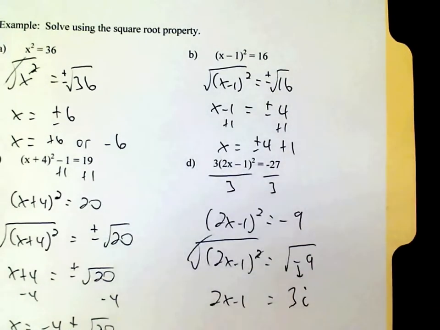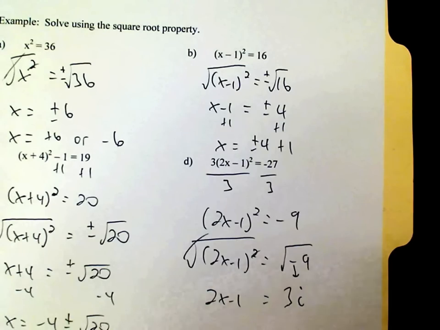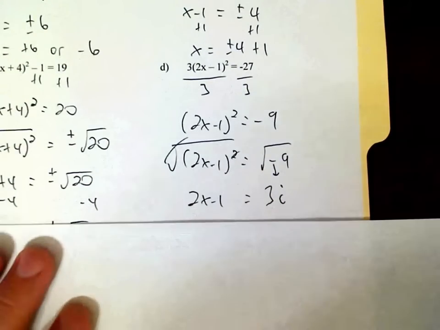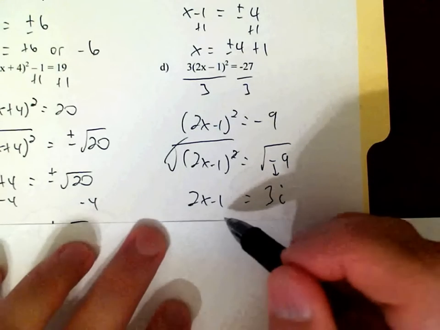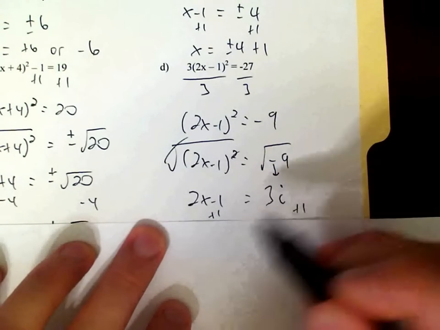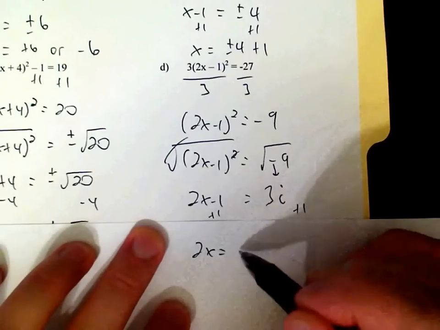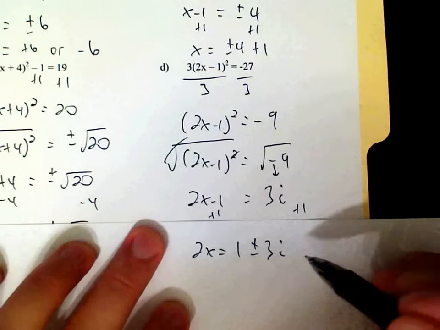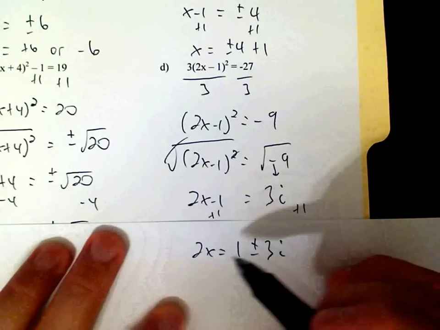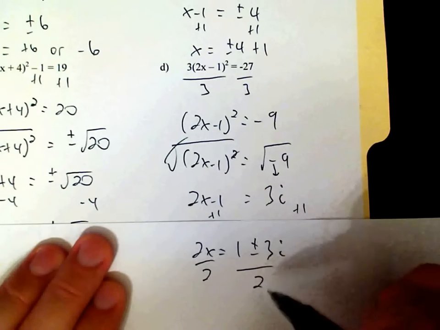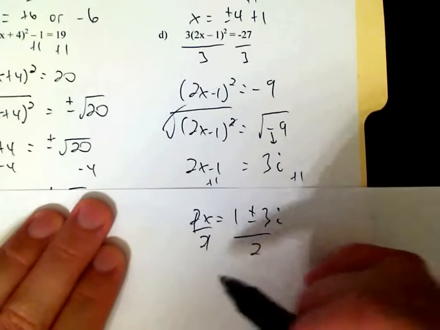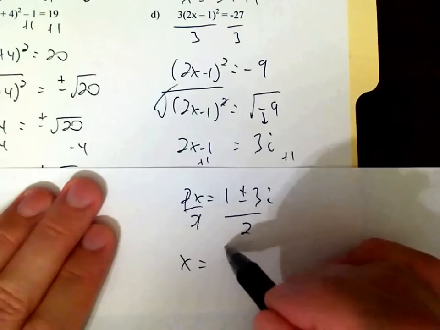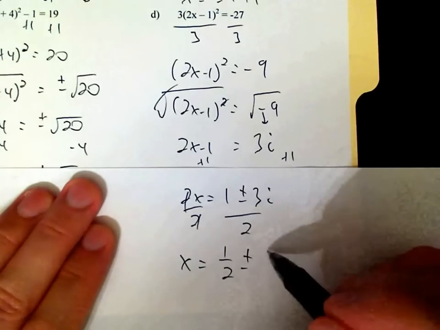And then what we're going to do to finish, we're going to isolate the x by adding 1 to both sides. So we end up with 2x equals, now I'm going to write the 1 first and the i term last to keep it in standard form. And we're going to divide both sides by 2 to isolate the x. Then I'm going to write it like this. I'm going to divide each of these by 2. So I'm going to end up with 1/2 plus or minus 3/2 i.